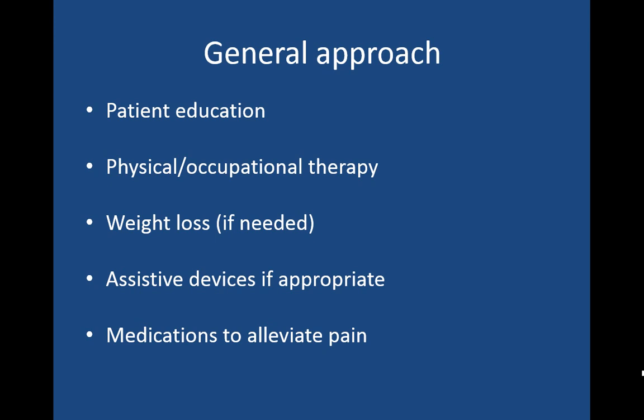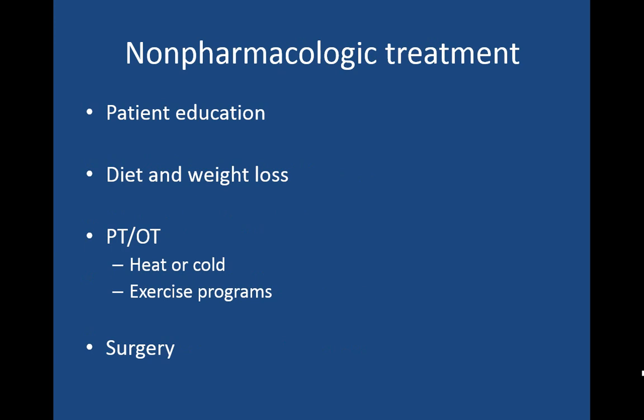Weight loss is probably the big one. Like I said, if you can star anything today about OA, I want you to star that weight loss is a huge intervention these patients can make. Sometimes assistive devices like canes or other things might help the patient move around more easily. And then medications is kind of where we come in, right?